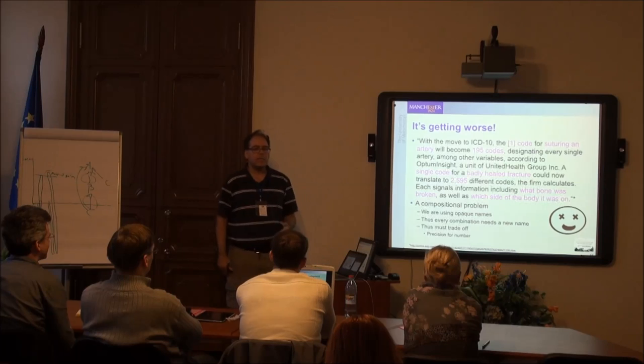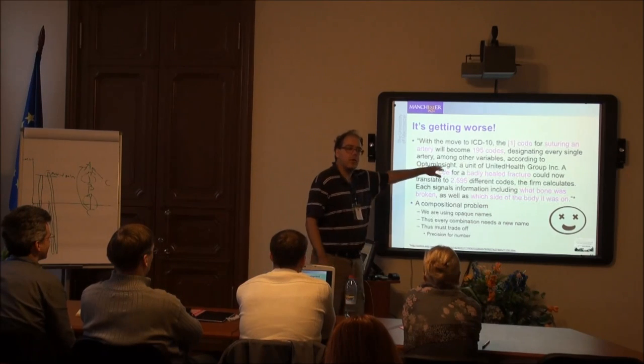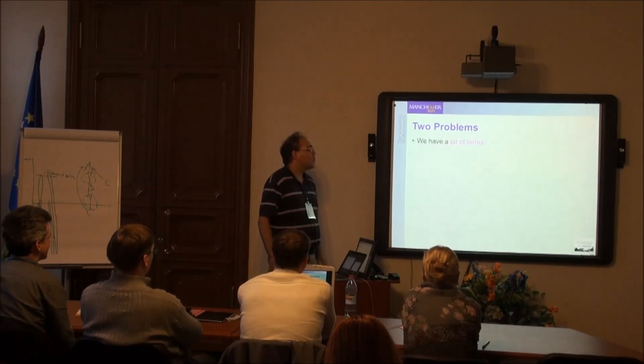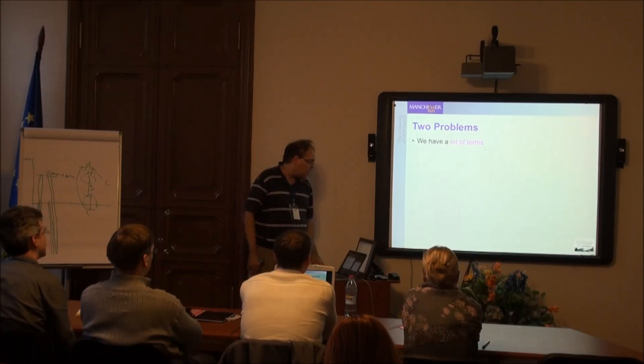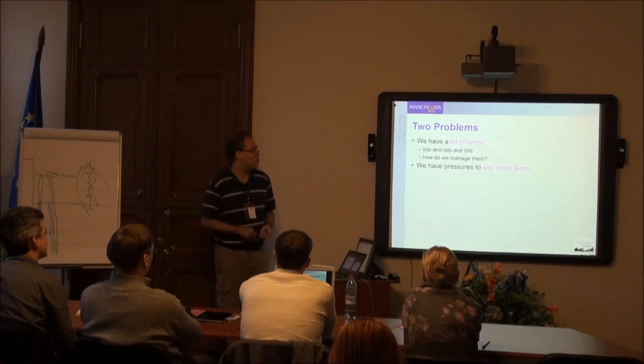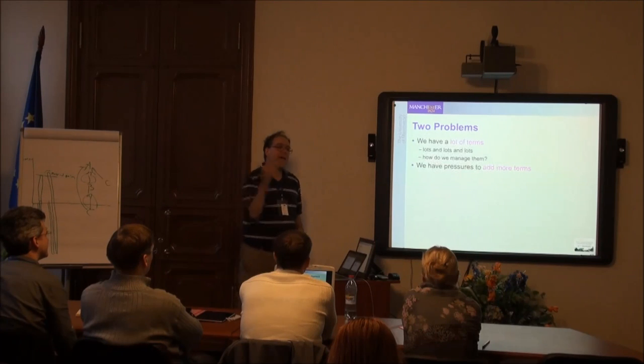So when building these things, we had to trade off precision for the number of terms. And in ICD-10, they decided to go nuts on the number of terms. So we have two problems. The first problem is that we have a lot of terms. I mean, a lot of terms. How do we manage all of these terms? And we have a pressure to keep adding more terms.